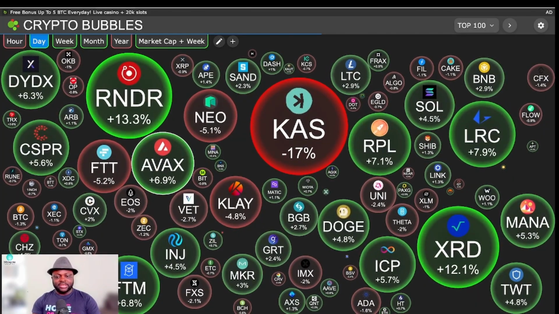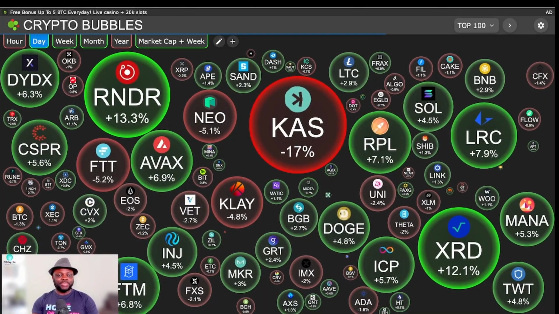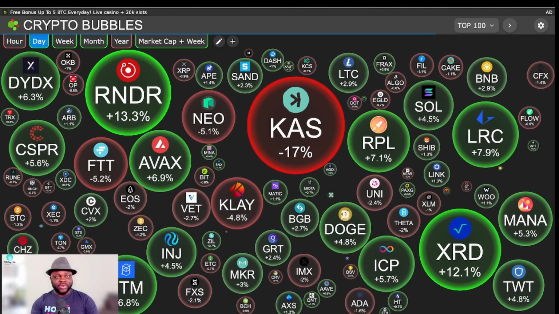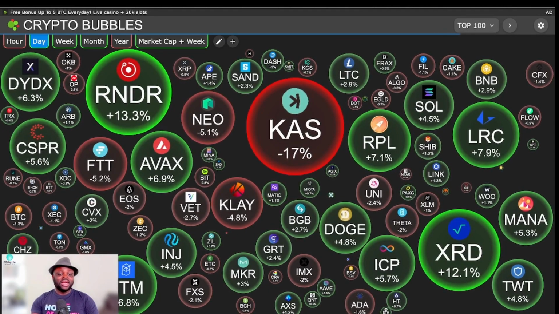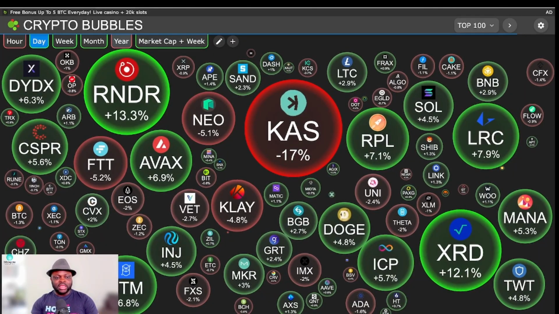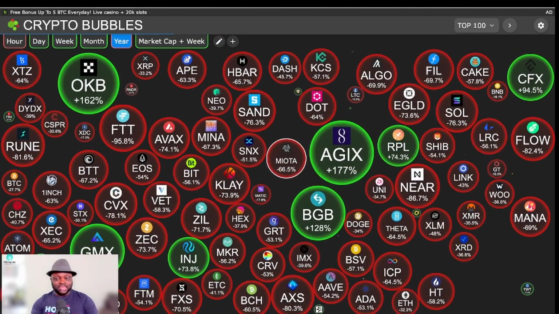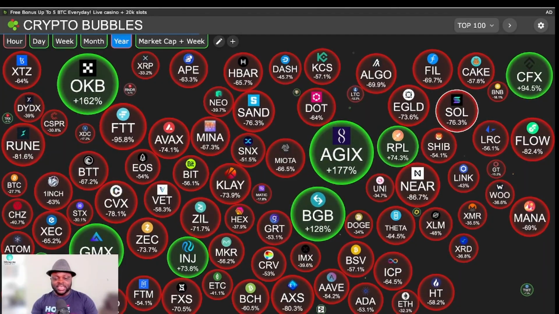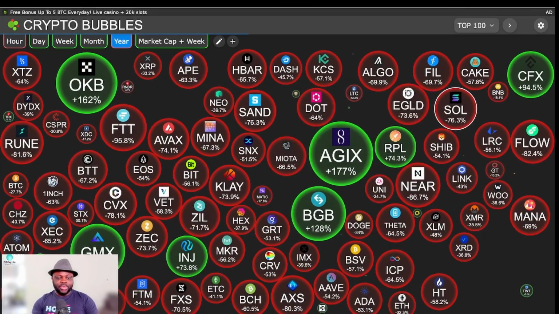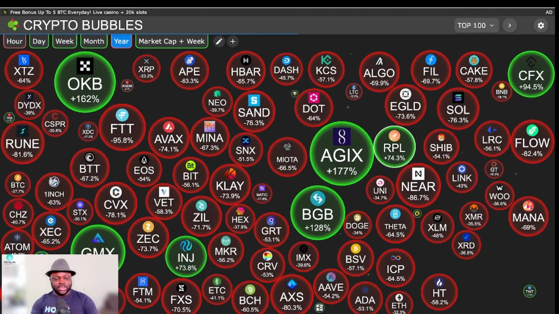Now, this is very important if you understand how to look at one simple aspect of technical analysis, which is support and resistance. I'm going to do a separate video about support and resistance, but let me just focus on this one right now. When you look at these projects, start from the yearly time frame. Almost all of them are in red, and we have a few like CFX, AGIX, BGB, GMX, OKB, and ING that are in green. So we have only about 6 or 7 in green.